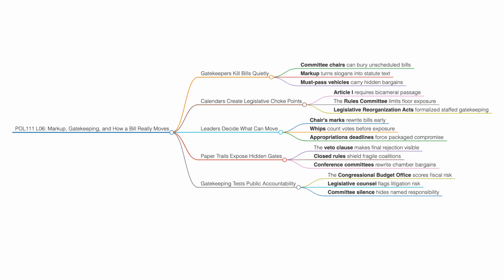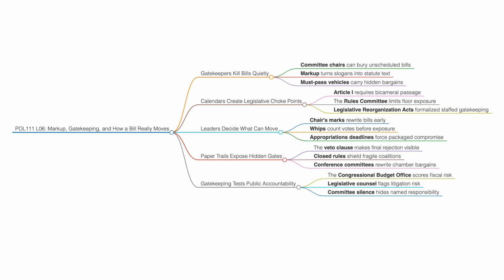Committee chairs therefore hold negative power. They can schedule a hearing and invite momentum. They can delay and watch enthusiasm cool. They can circulate a chair's mark that rewrites the bill before ordinary members ever touch it. They can coordinate with party leaders and outside groups to test whether the proposal can survive the next gate. Members know this, which is why lobbying often targets committees before it targets the chamber floor. If a bill dies before markup, supporters never get the public showdown they wanted.